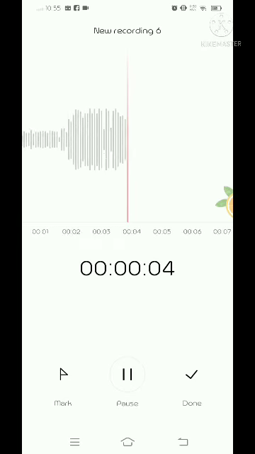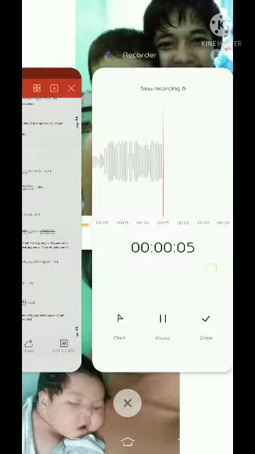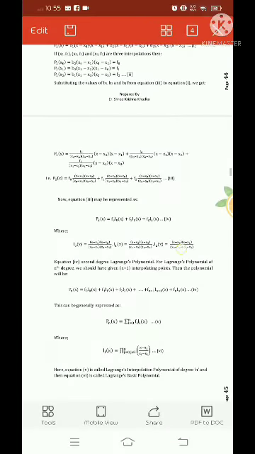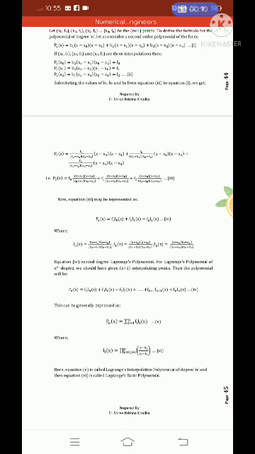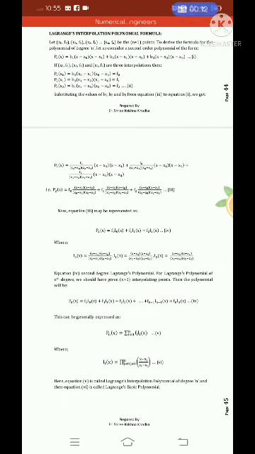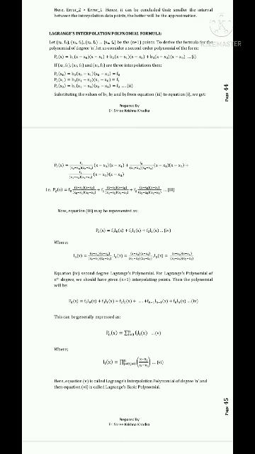Okay, so let us start class with our next topic, which is the Lagrange interpolation polynomial formula. Okay, it is pronounced as Lagrange interpolation polynomial formula. So this is still another way on how we could interpolate by using a polynomial.